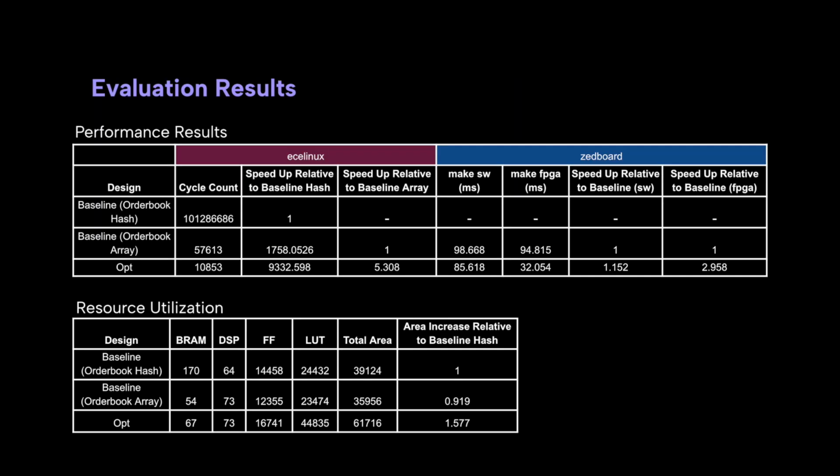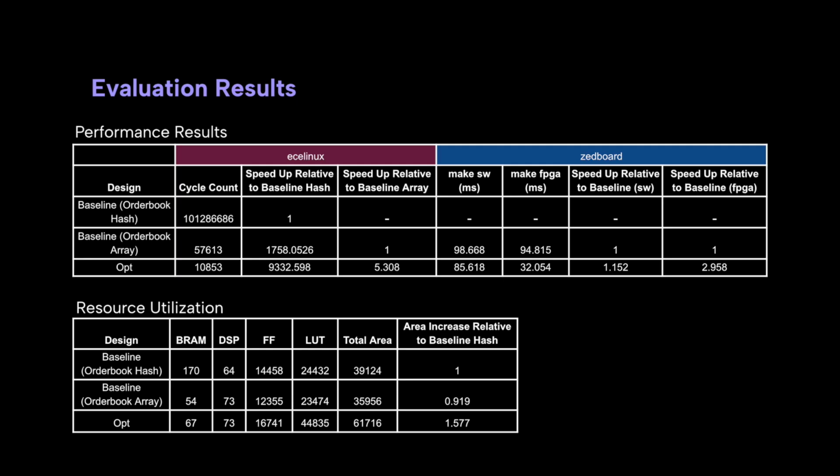These tables show the results from our design. We compared our optimized design to 2 baselines, one where the order book was implemented with a hash table but couldn't be routed and ran on a Z-board due to its complexity, and one where the order book was simplified to using arrays and able to be ran on the Z-board. For ECE Linux, it can be seen that the optimized design was able to achieve a speedup of 93,332 times compared to the baseline hash table order book, and a speedup of 5.308 times compared to the baseline array order book.